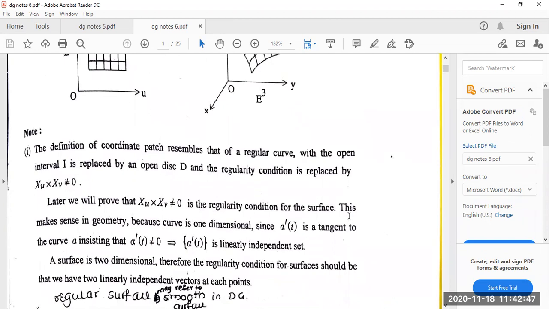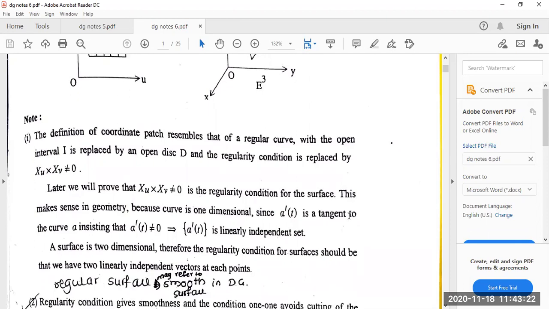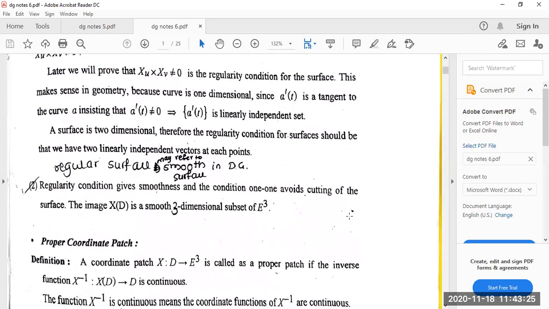So here we just have to differentiate x with respect to u and v. So what will be xu cross xv? If it is not equal to 0, then this is a regularity condition. Later on, in the next 2 or 3 lectures, we will study that rank of a Jacobian matrix equal to 2 is called a regularity condition, as we have just seen. And here xu cross xv not equal to 0 is also a regularity condition. After those 2 or 3 lectures, we will prove that xu cross xv not equal to 0 is a regularity condition. Okay, so this is what a coordinate patch is.